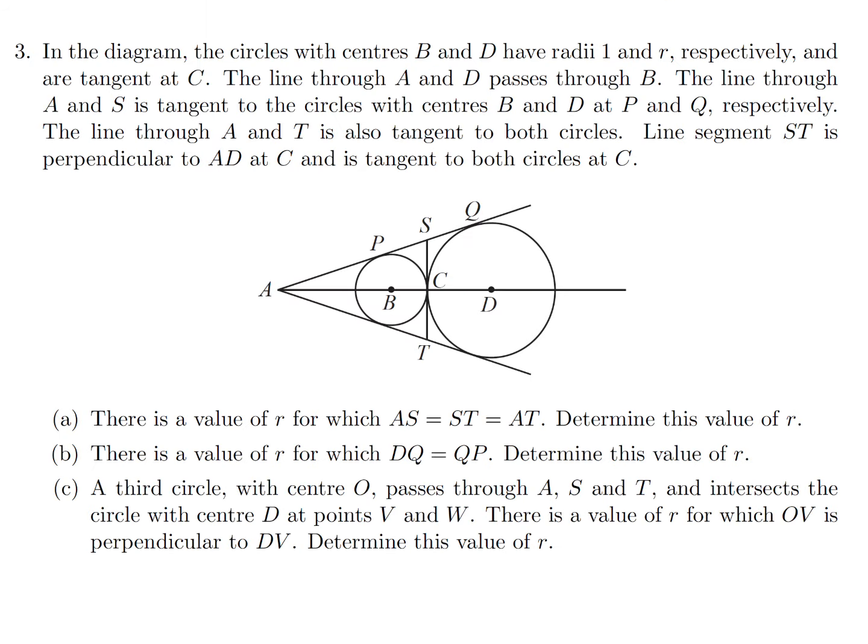In the diagram, the circles with centers B and D have radii 1 and R respectively, and are tangent at C. The line through AD passes through B. The line through A and S is tangent to the circles with centers B and D at P and Q respectively. The line through AT is also tangent to both circles. Line segment ST is perpendicular to AD at C and is tangent to both circles at C. There is a value of R for which AS equals ST equals AT. Determine the value of R.